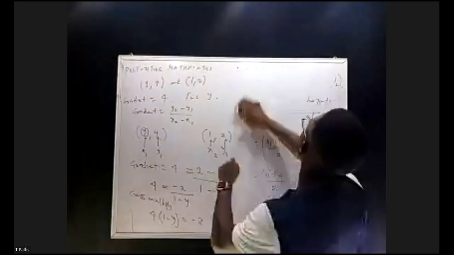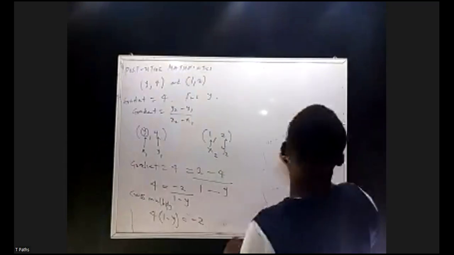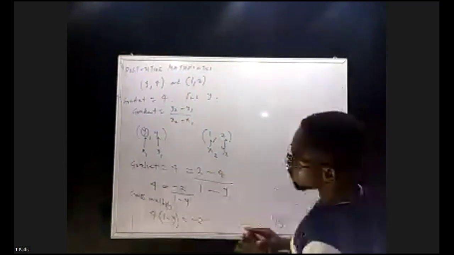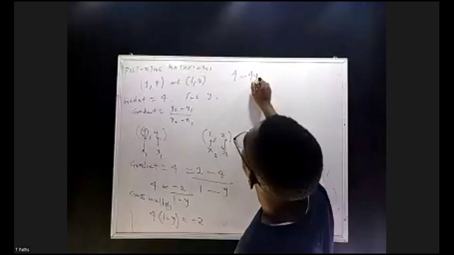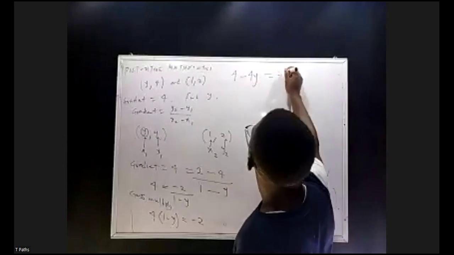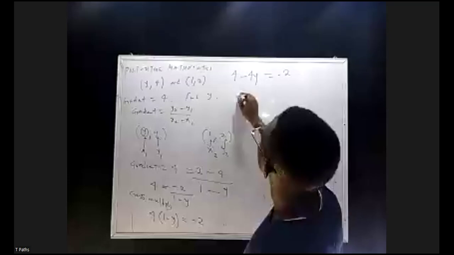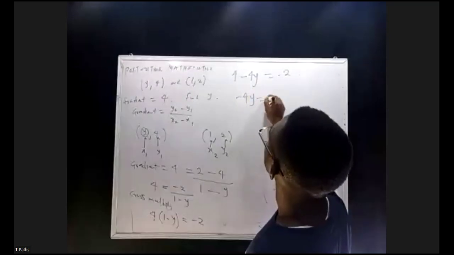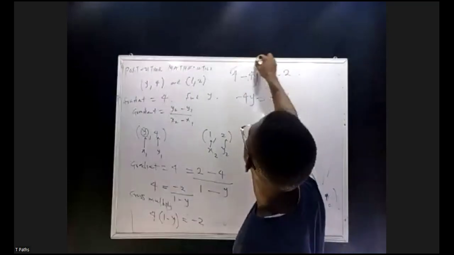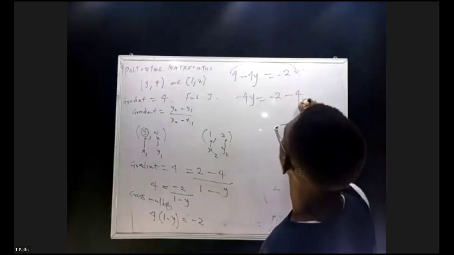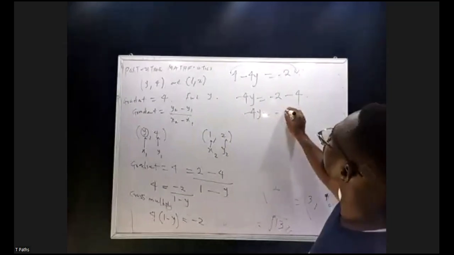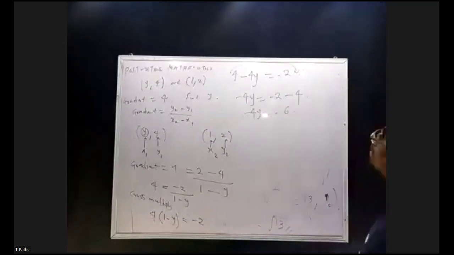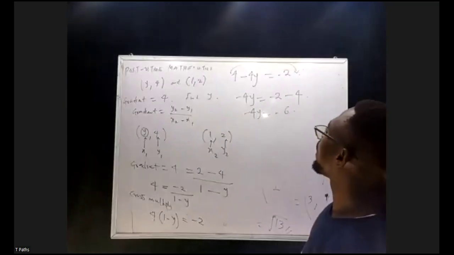So what will now be the next thing? The next thing I can do is to open the bracket. So when I open the bracket, 4 times 1 is 4, minus 4y, equals minus 2. So what do you now have? Minus 4y equals minus 2. I can take this 4 here. When I take this here, it will be minus 4. So what do you have? Minus 4y equals minus 6, right?